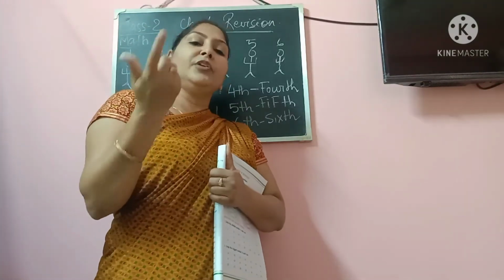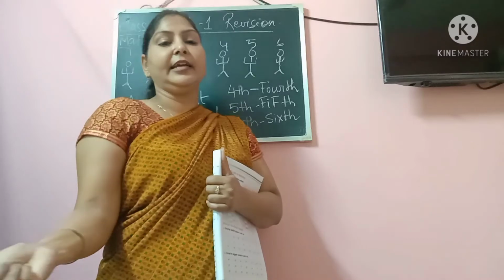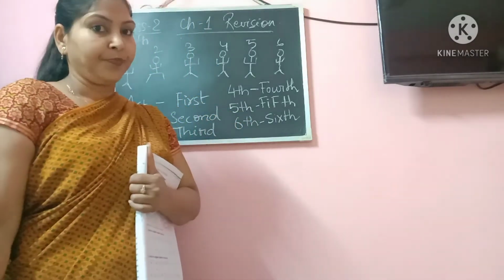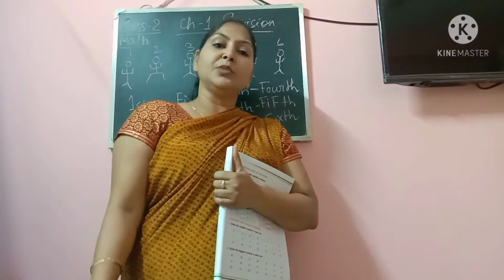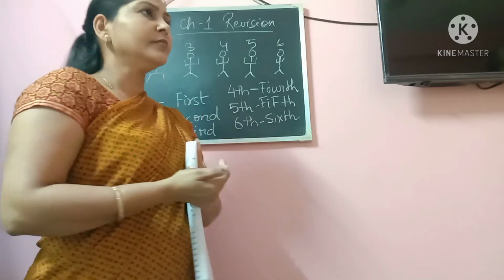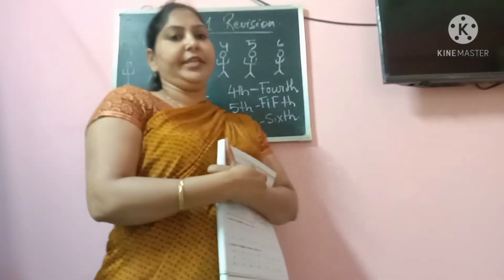Then 14th, we know the spelling of 14 and just add TH. In this manner, we will go on writing till 20th. And how do we write 20th? We know the spelling of 20 and add TH. That's it. Now after that, how do we read?